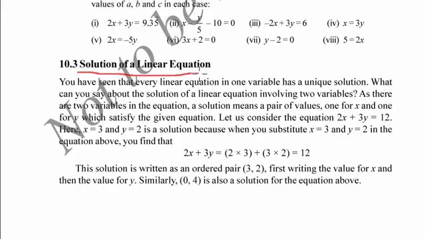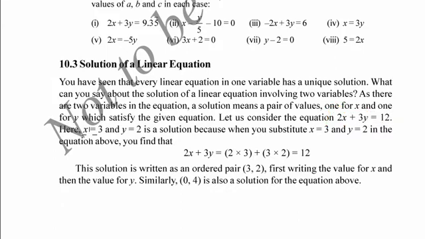Solution of a linear equation. There are two variables in the equation. So, a solution will be a pair of values x comma y, one for x and the other for y. Let us consider the equation 2x plus 3y is equal to 12. For what values of x and y does the value of this expression become 12?